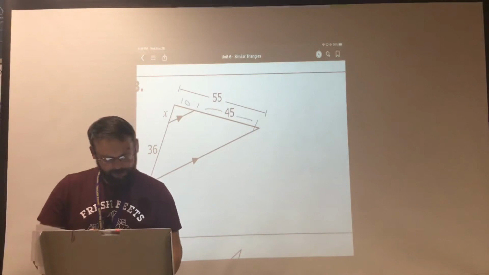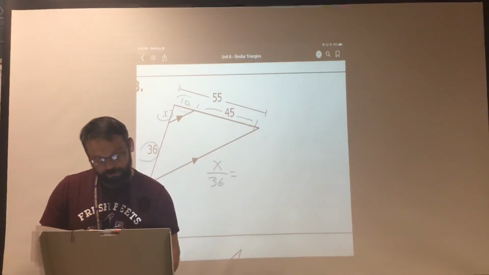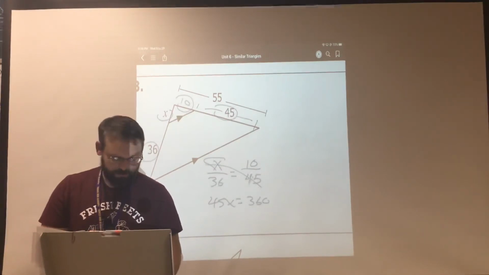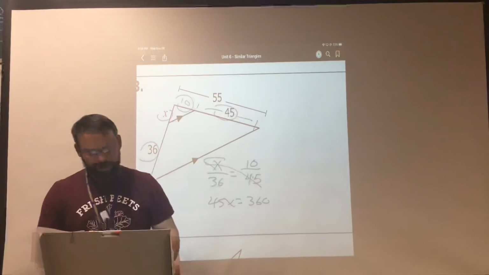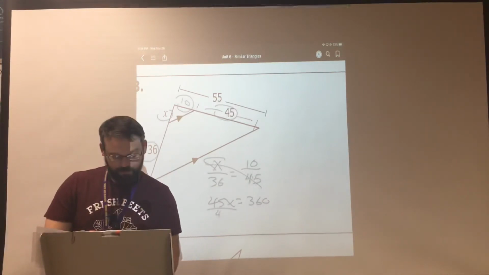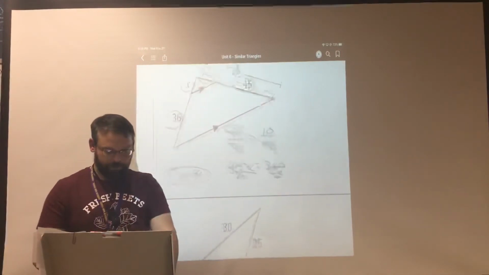Okay? So now I can set my proportion up. x over 36 equals 10 over 45. So that's 45x equals 360. So that should be 8. So 490 and 436. So yeah, 8. So divide by the 45, and x equals 8.